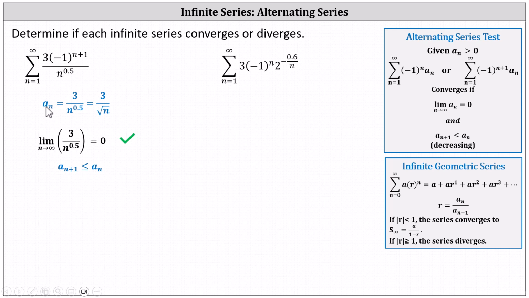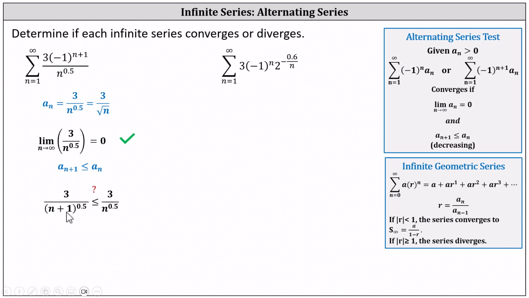Using the formula, a sub n plus 1 equals 3 divided by the quantity n plus 1 to the power of 0.5, and we know a sub n is 3 divided by n to the power of 0.5. Recall when comparing fractions with the same numerator, the fraction with the larger denominator will always be less than the fraction with the smaller denominator.